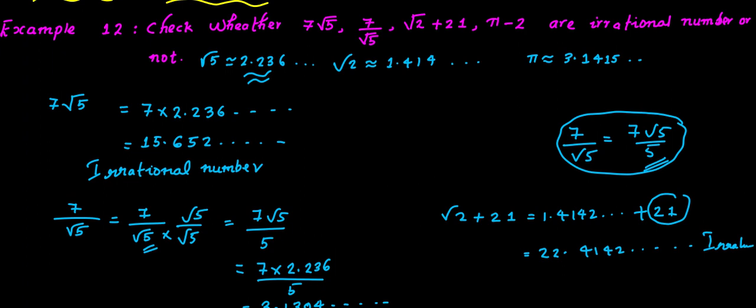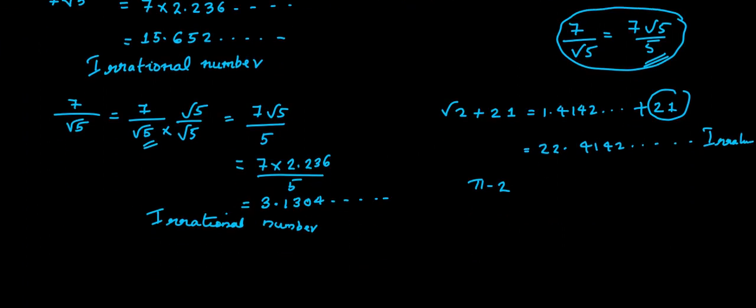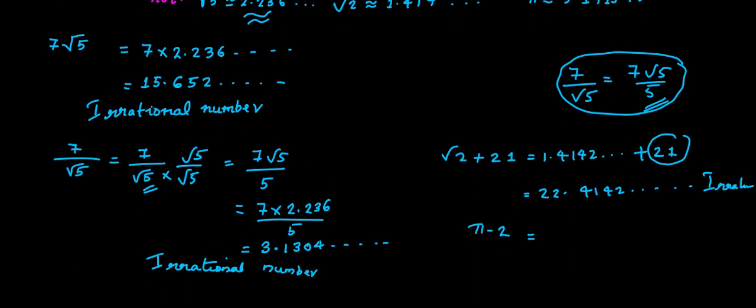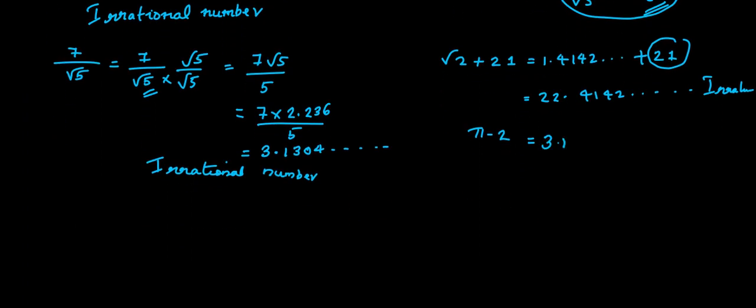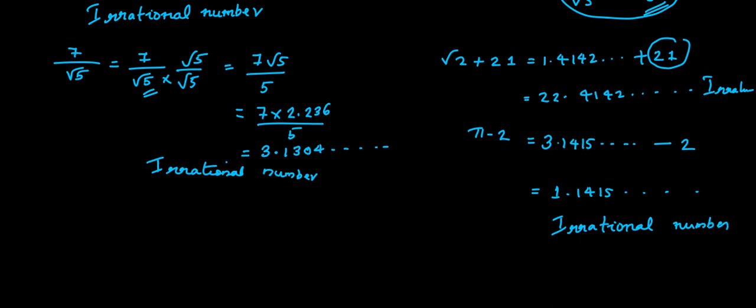Then what about the last one, pi minus 2. We know pi equals 3.1415 etc., a non-terminating, non-recurring expansion. If you subtract 2 from this, you will get 3 minus 2, that is 1, so 1.1415 etc., a non-terminating, non-recurring expansion. So this is also an irrational number. So all the 4 numbers are irrational numbers.